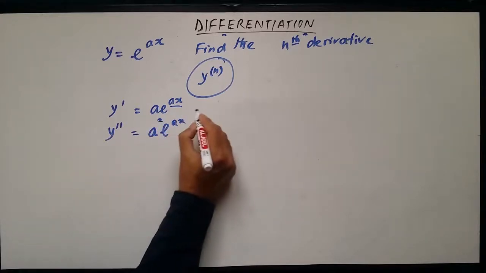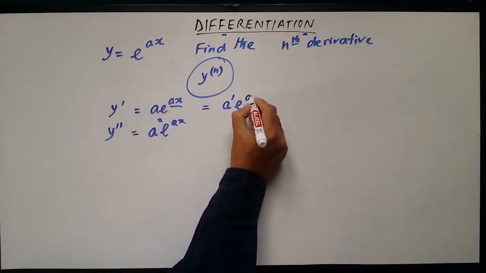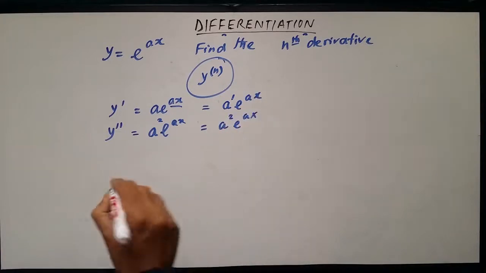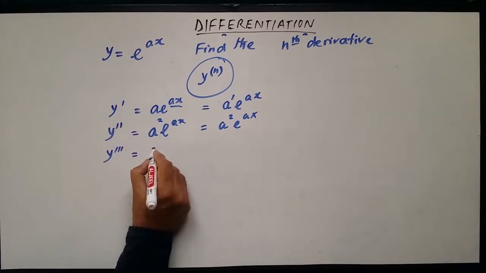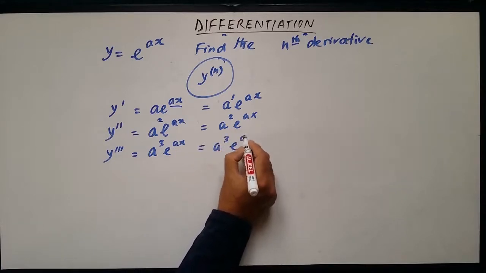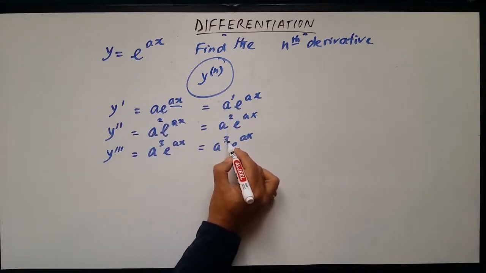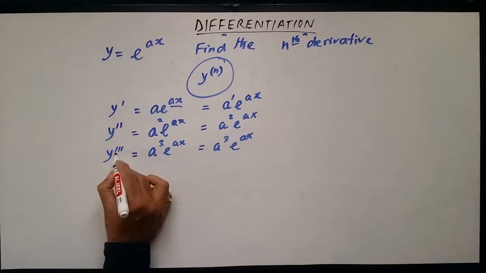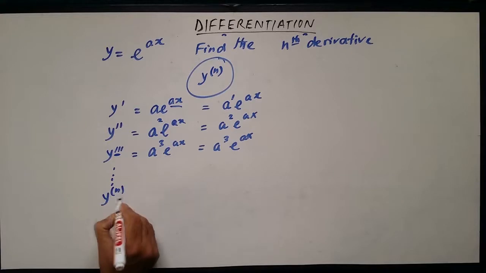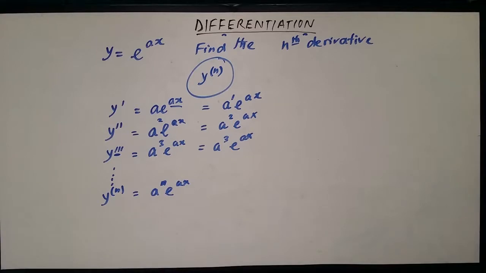What is the third derivative? Here you can see a pattern coming. This is a to the power 1 into e to the power ax, this is a to the power 2 into e to the power ax. Similarly, the third derivative will become a cubed e to the power ax. So the power of a is the same as the order of the derivative. If we extrapolate this, the nth derivative will be a to the power n e to the power ax.